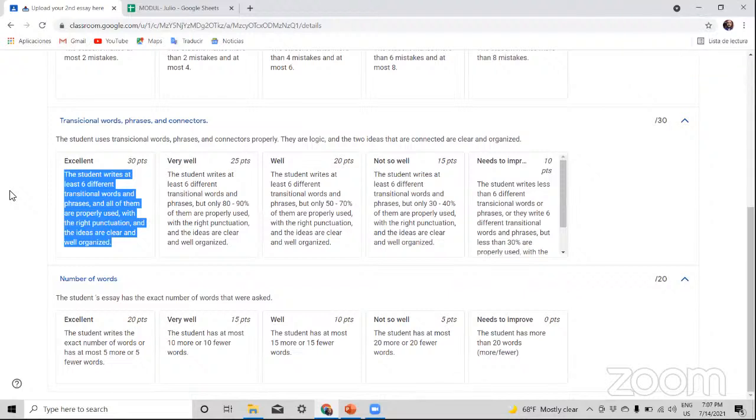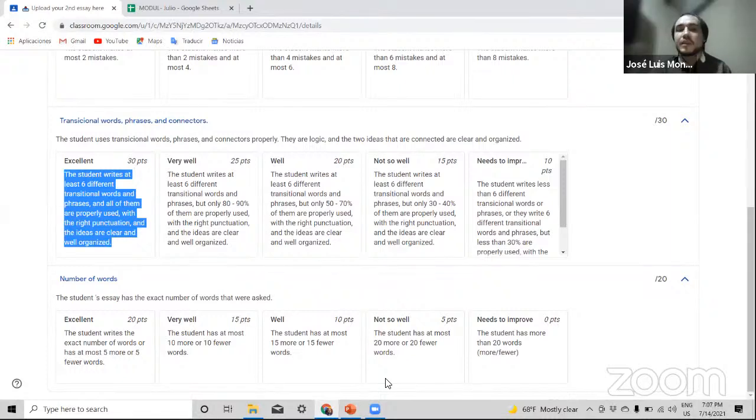Okay, the student writes at least 6 different transitional words and phrases, and all of them are properly used with the right punctuation, and the ideas are clear and well organized. Thank you very much, Melissa. So that's the perfect score.